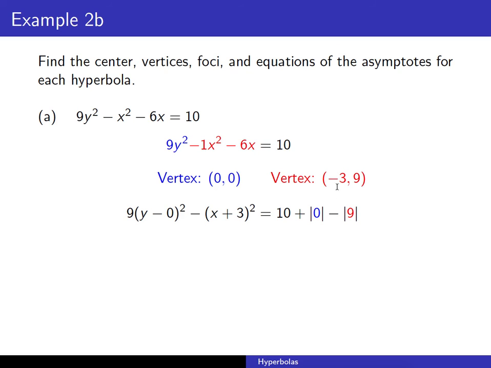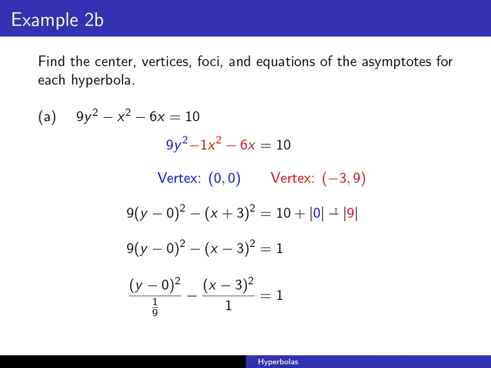X minus a negative 3 in parentheses becomes x plus 3 in parentheses squared is going to equal 10 plus absolute value of 0 minus the absolute value of 9. So again, because the x squared had the negative in front of it, we have minus in front of this value of 9. So combining our like terms, we get 9 times y minus 0 in parentheses squared minus x minus 3 in parentheses squared equals 1.